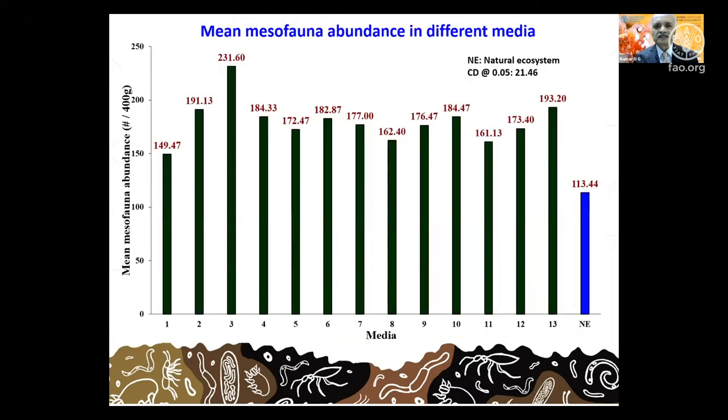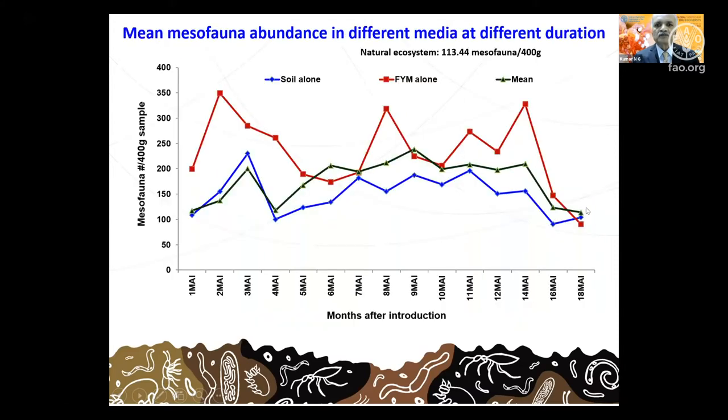So regarding the results, at the end of the 18 months, the mean population was significantly high in the farmyard manure treatment, which was followed by equal proportion of soil, coir peat, and FYM, and which was on par with coir peat alone. So here, the soil medium recorded significantly less mesofauna population compared to other media. However, all media recorded significantly higher mesofaunal abundance compared to the natural ecosystem. So even the best medium, FYM alone, and the least one, soil alone.